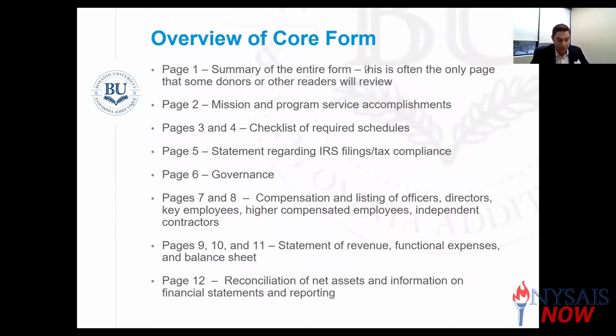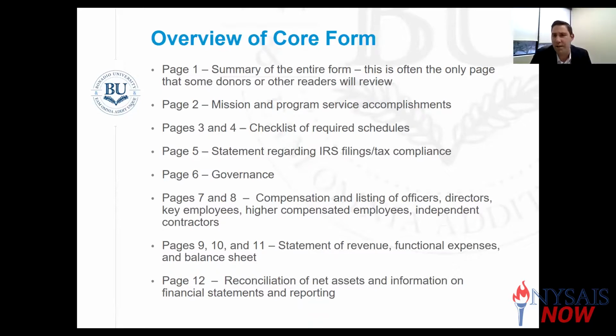So let's just go through briefly, for those of you who haven't been too ingrained into the 990, a quick checklist of what is part of the core form, which is really only 12 pages. It's all the additional schedules that you attach to the back that make the 990 go from 12 pages to 46 pages. So we'll talk about that. Not all schedules are required, but you should have a good idea of what would be required if needed.